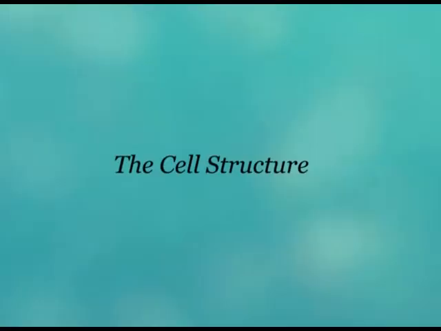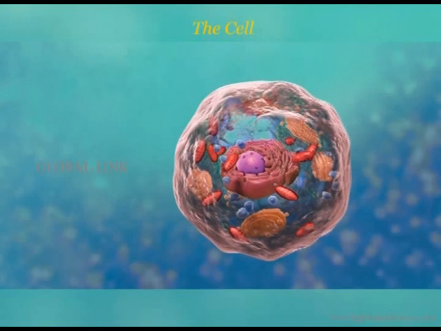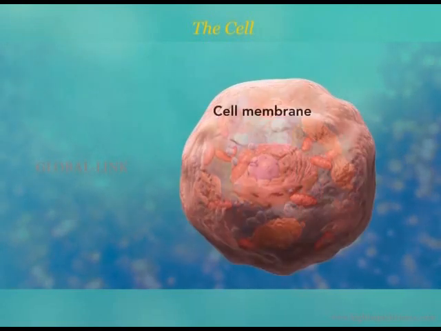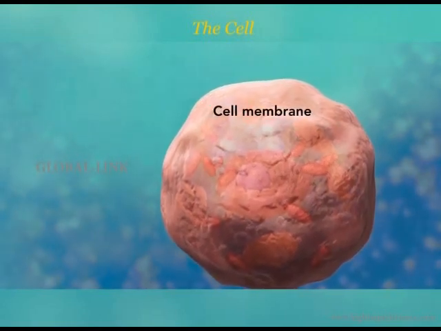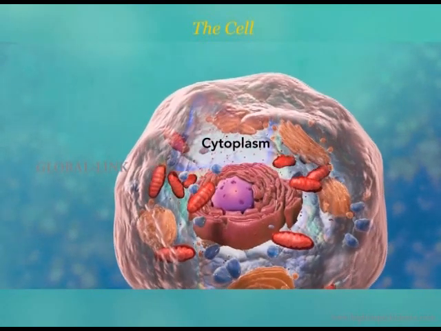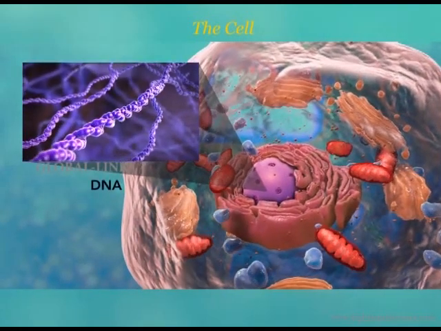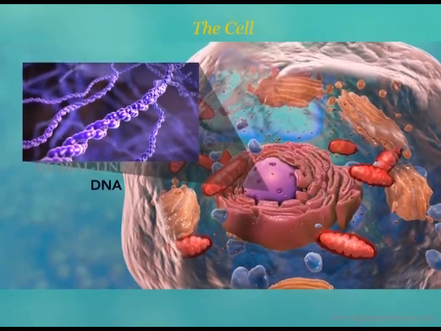Now we move to the cell structure. The bodies of organisms are made up of billions of cells. All cells have 3 things in common, no matter what type of cells they are. All cells have cell membranes, which separate the inside of the cell from its environment, cytoplasm, which is a jelly-like fluid, and DNA, which is the genetic material of the cell.